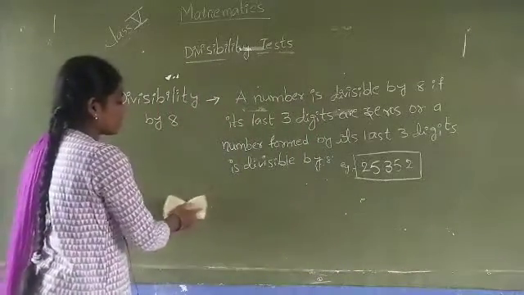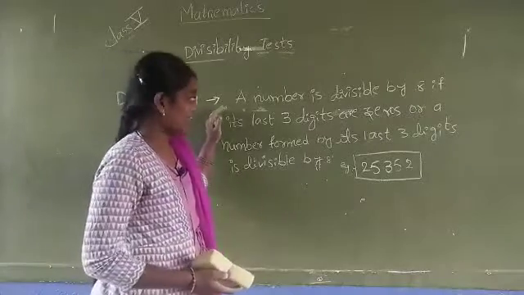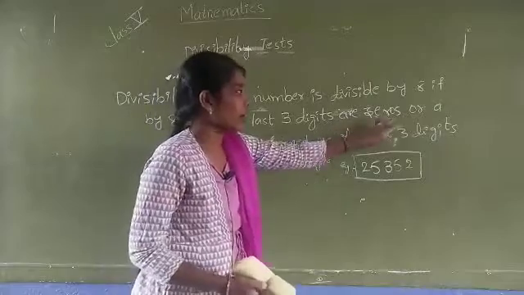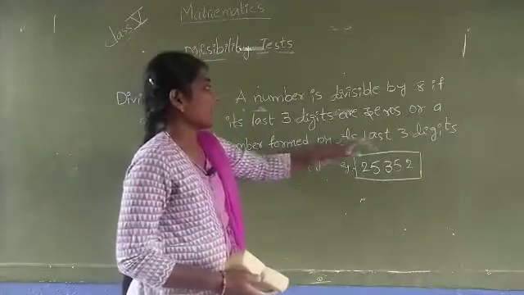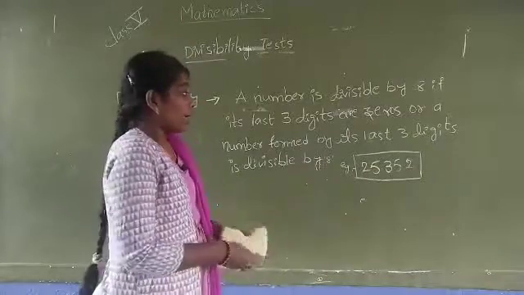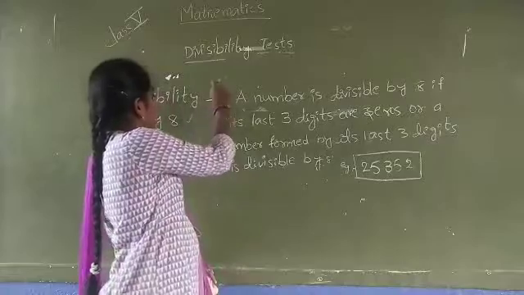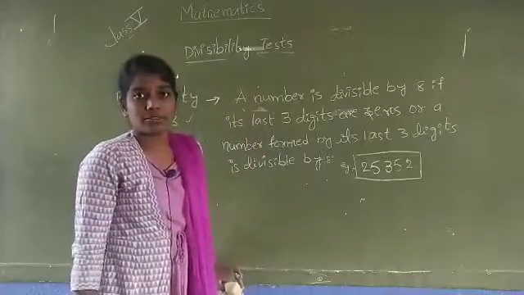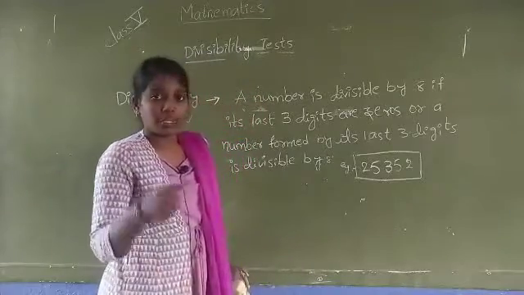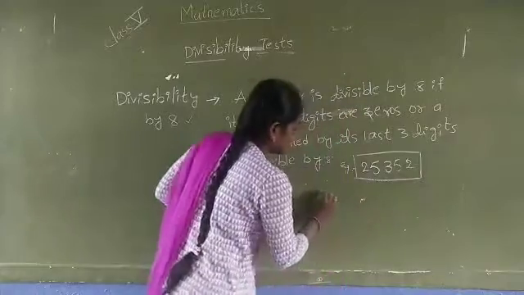What is the divisibility test of 8? That is, a number is divisible by 8 if its last 3 digits are zeros, or a number formed by its last 3 digits is divisible by 8. Here we find the answer in divisibility test rule. According to divisibility test rule, you have to check this by doing actual division process.